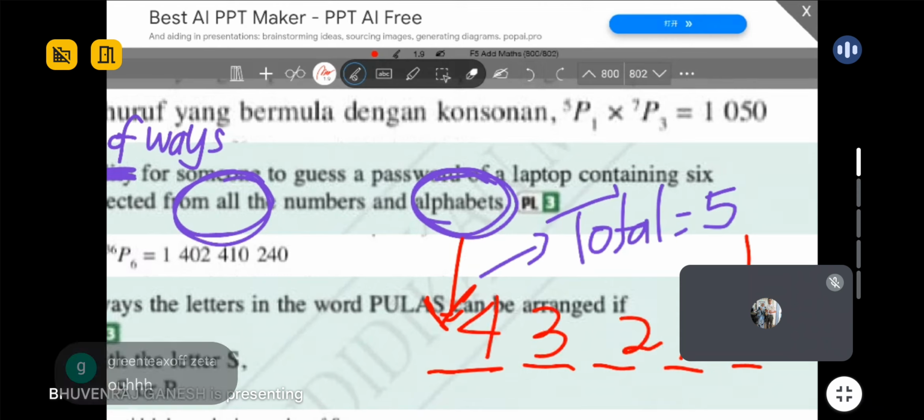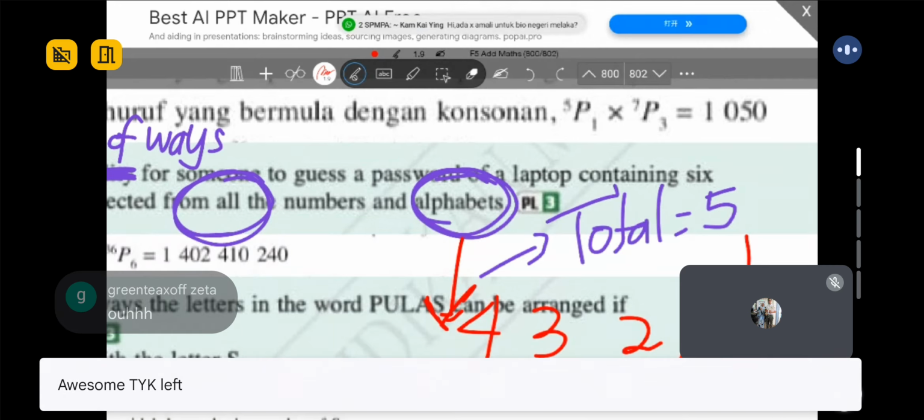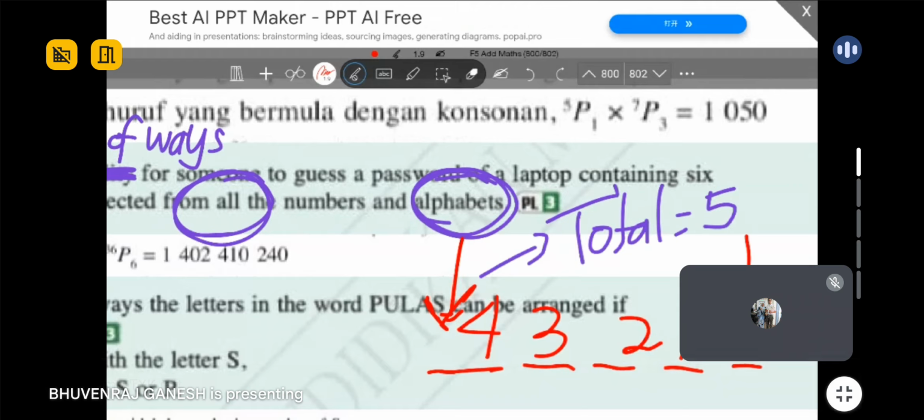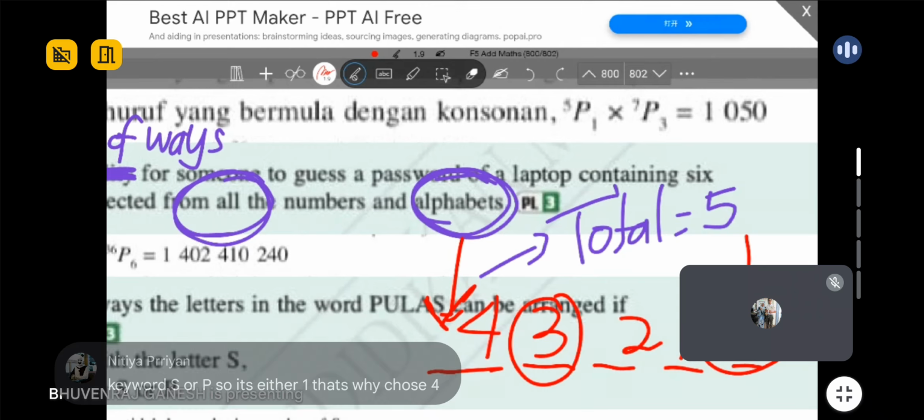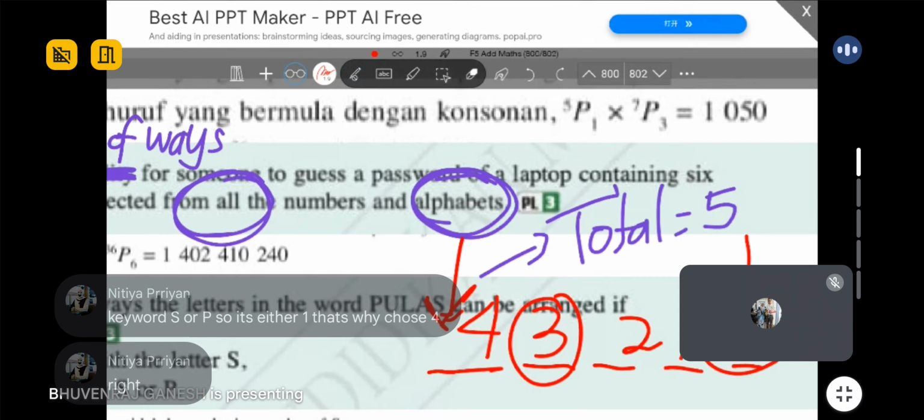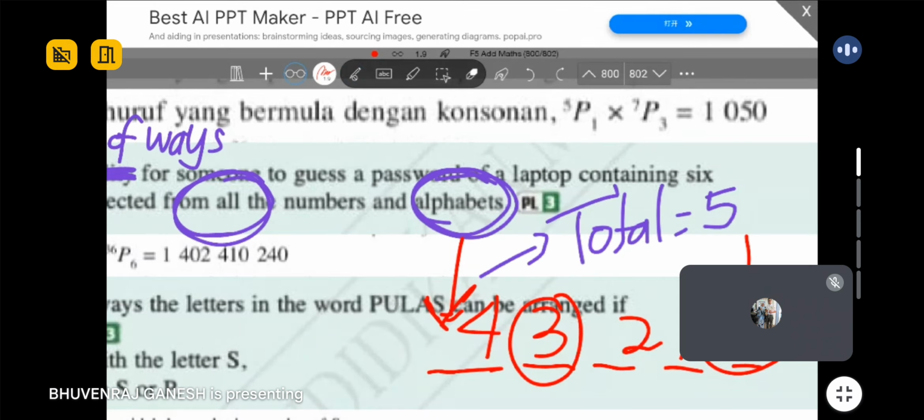Okay? 3, 3 cannot. It cannot be the same. If 3, 3, it means you repeat already. Kamu dah ulang. If 3 is beside 3, it means that repetition happened already. If they are separated, something like this one is okay, it's not counted as repetition. So I think it's 4, 3, 2, 1, 3. Keyword S or P. So it's either 1. That's why I choose 4.